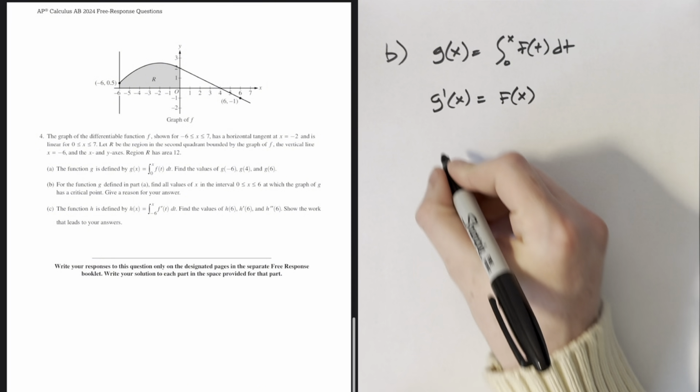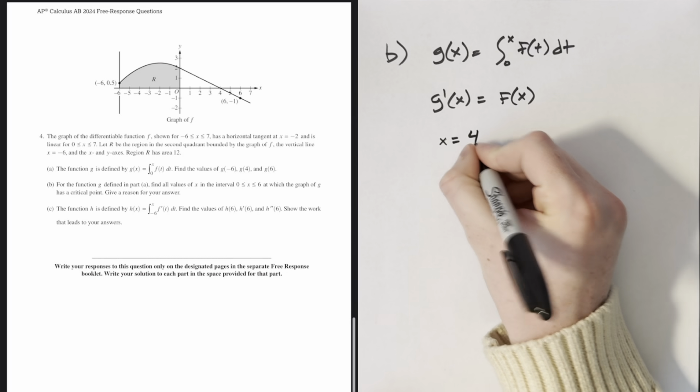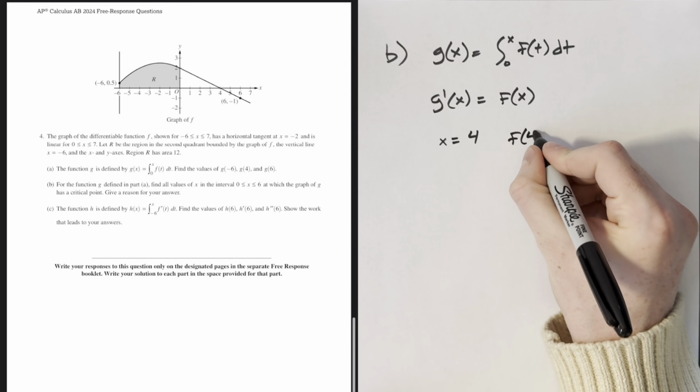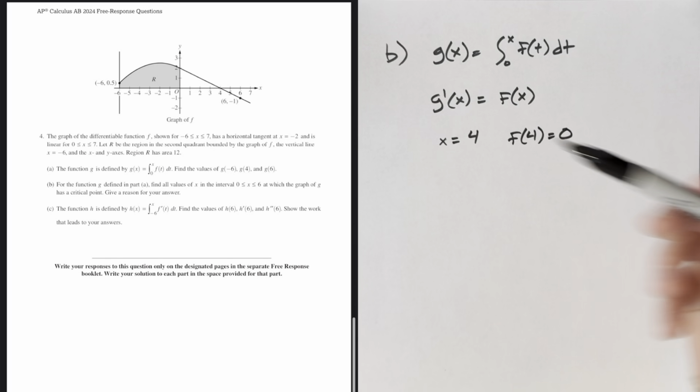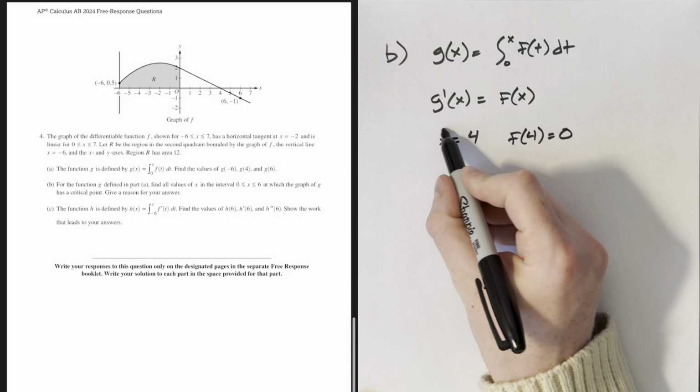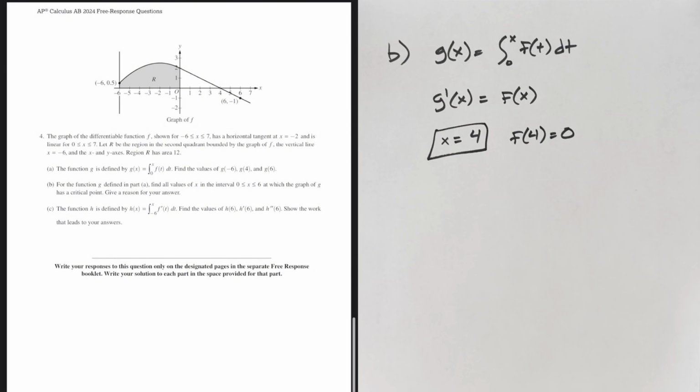We're only looking from 0 to 6 too, which is a good thing to notice. And we see at x equal to 4, f of 4 is equal to 0. So therefore, there is a critical point because the derivative of g is equal to f of x, and f of 4 is equal to 0. So that is our critical point. So pretty simple, not a super difficult part. That one was worth 2 points out of 9 total. So we're at 5 out of 9 so far.